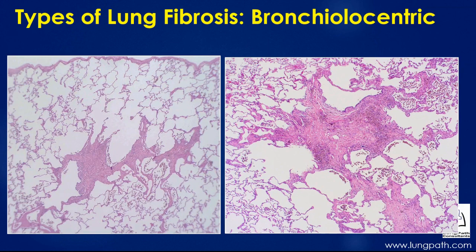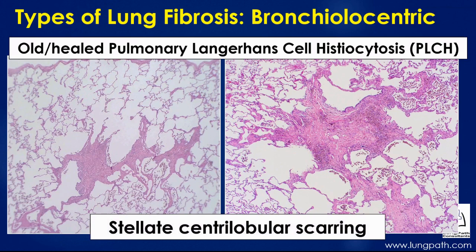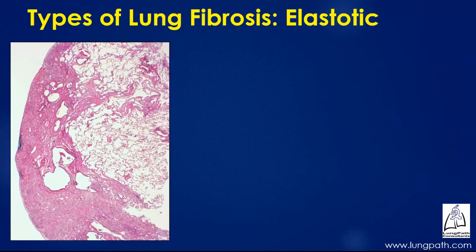that you see here. On the left-hand side, you can see that that area of stellate scarring is in the centrolobular regions because it spares the pleura above. It's very stellate, it has a little emphysema around it. And this is what the healed or late phase of pulmonary Langerhans cell histiocytosis looks like. And the key adjectives there are stellate, centrolobular scarring. And that's a very distinctive finding once you're able to recognize it.